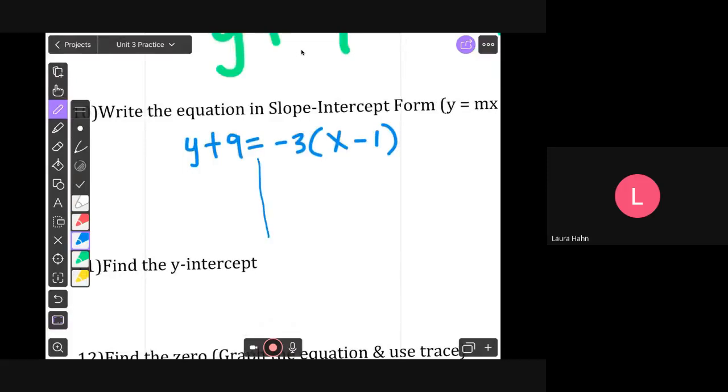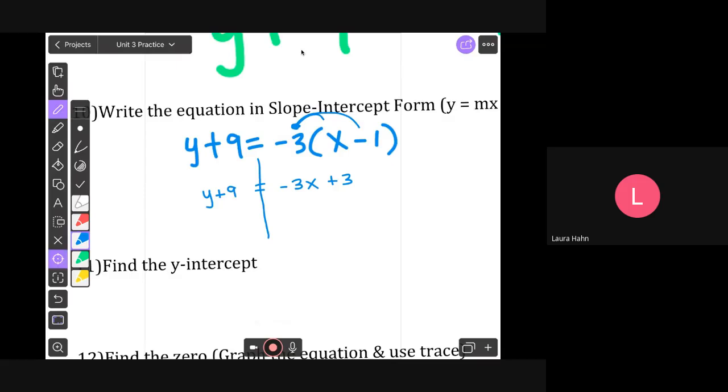I see parentheses, so the first thing I'm going to do is distribute. I'm going to take this negative 3 and multiply it by x. That's going to give me negative 3x. Next, I'm going to take this negative 3 and multiply it by negative 1. A negative 3 times a negative 1 is a positive 3. On this left side, I still have y plus 9. In that step, we did our distribution and got rid of our parentheses, so now I can focus on isolating y.